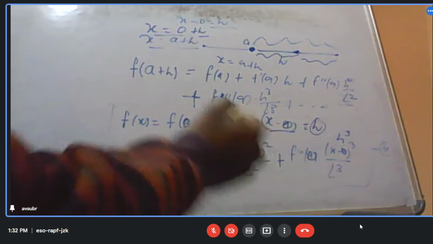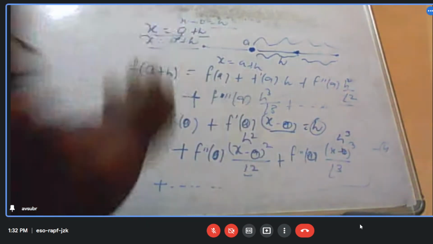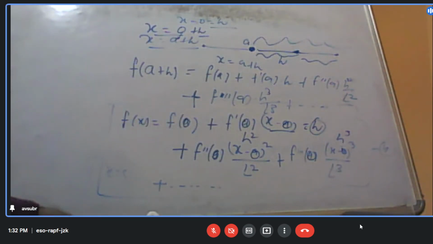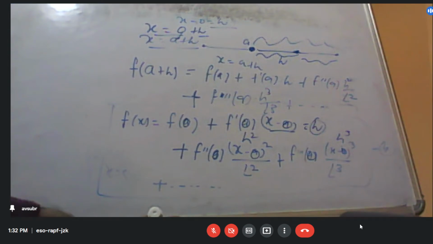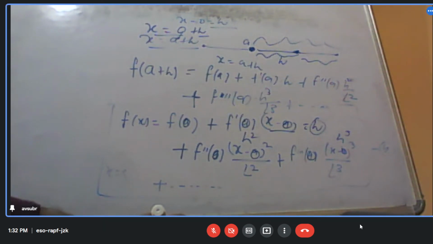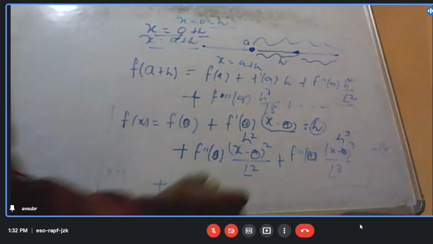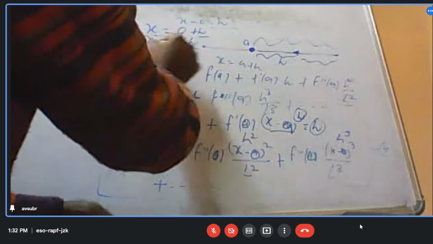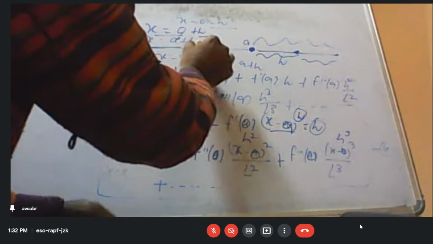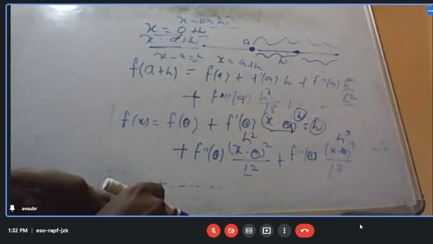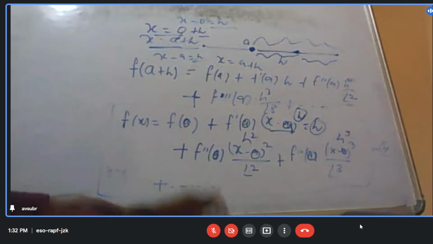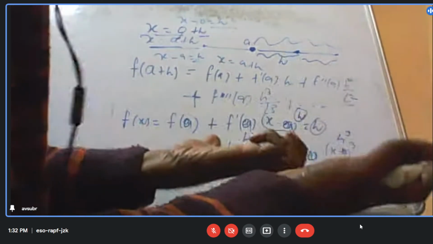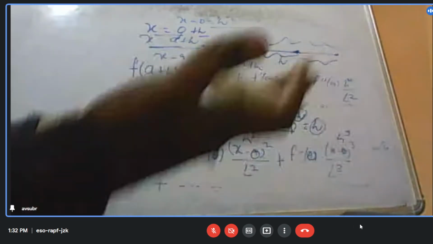Now what I have done, I have just shifted this 0 to a. That much I have done. It means this x minus a, x minus a should be your h. I hope it is clear now. And our derivative, we are taking it around a only. Our derivative will be around a only, na? Because only that point we know.